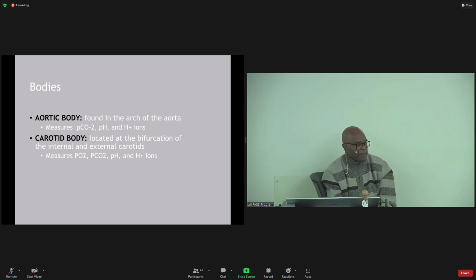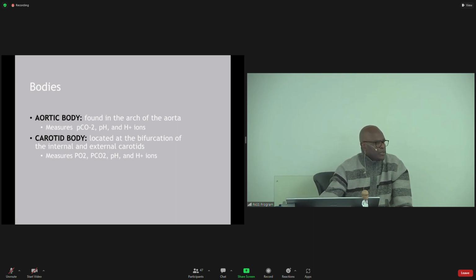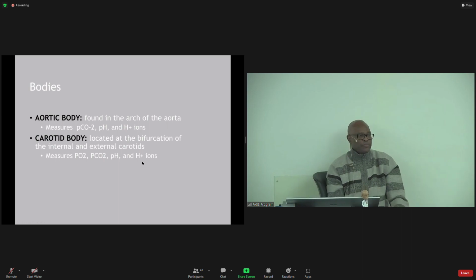Look at the carotid body. Carotid body, look at the bifurcation of your internal carotids right above your carotid sinus. What does the carotid sinus respond to? Stretch, right? Volume. Okay, look at this. Carotid body measures PO2, PCO2, pH, and hydrogen ions. Now, it makes sense that the carotid body should measure everything. Why? Because your brain's the most important organ, and you better measure everything going up there.